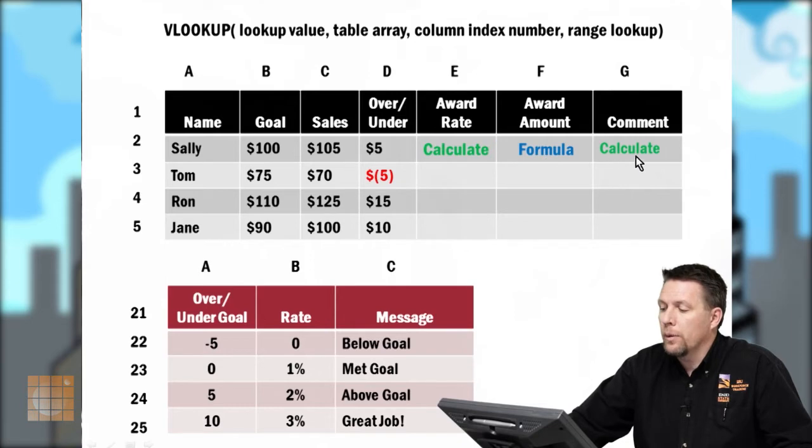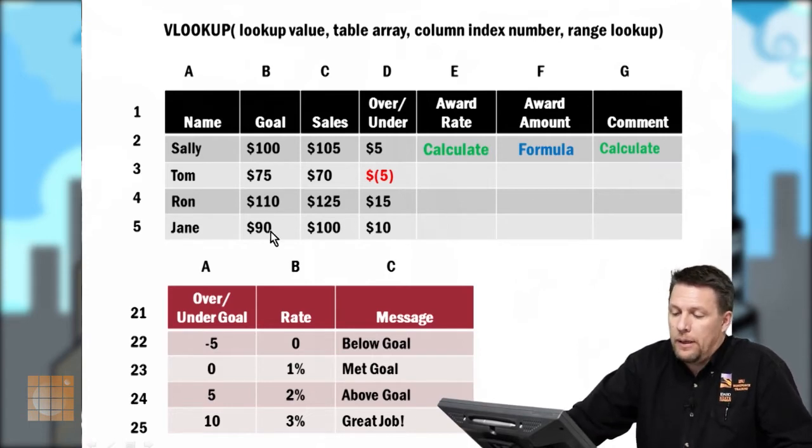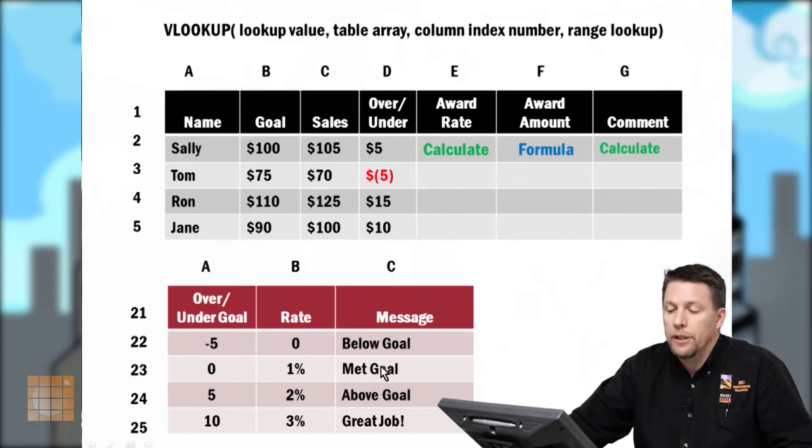And then the last one, we will also use the VLookup function to calculate what message they should receive in our spreadsheet. So down below, and this would be in another part of our spreadsheet, we have our over-under goals. So these are the areas that we're going to be measuring: the rate that we will pay out, the award rate, and then the message that we'll use to calculate that last column in column G.